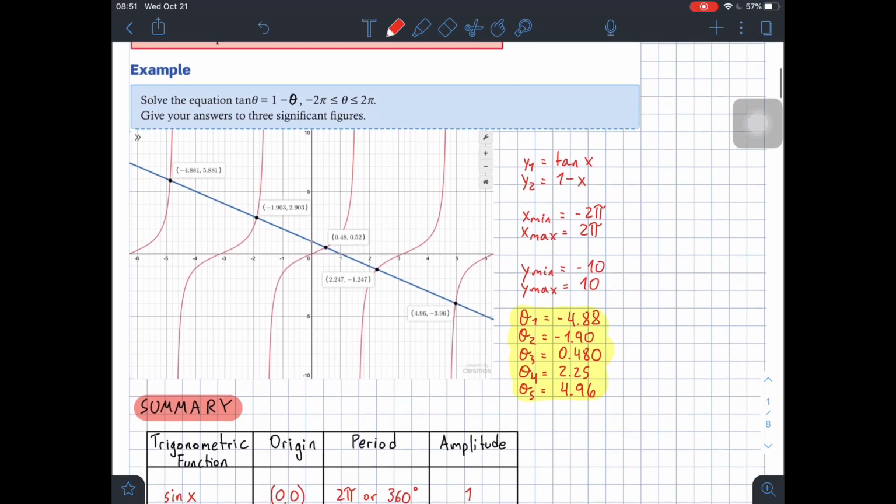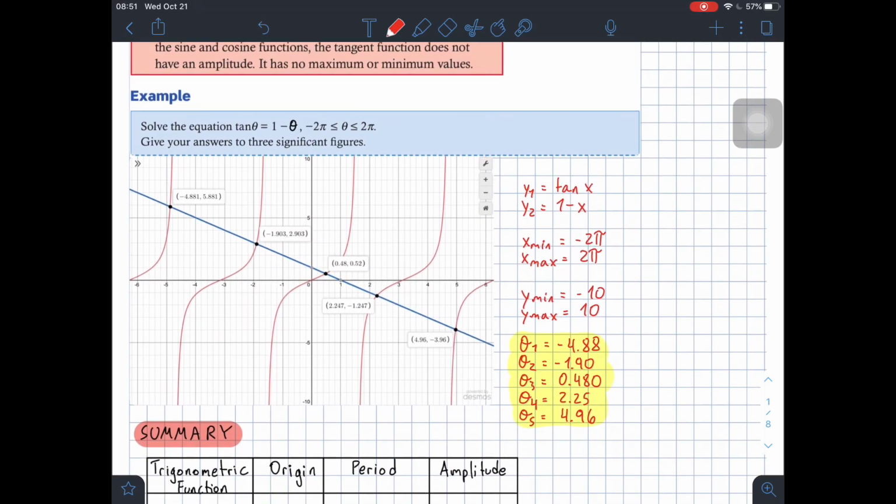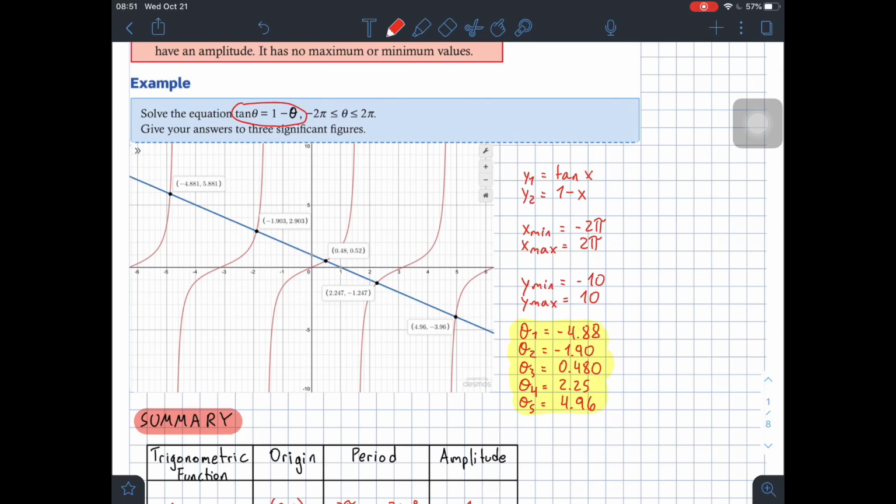So this is an example which I have solved already in order to save some time. It says solve the equation tangent of theta equals 1 minus theta for this domain. Give your answer to 3 significant figures. So to solve this problem, a quick way to do it, if you are allowed to use a calculator, is to graph this, right? As one function we would graph tangent of x, because in the calculator we should put x instead of theta. And as a second function, we're going to put whatever we have on the other side of the equation, which in this case is 1 minus x.